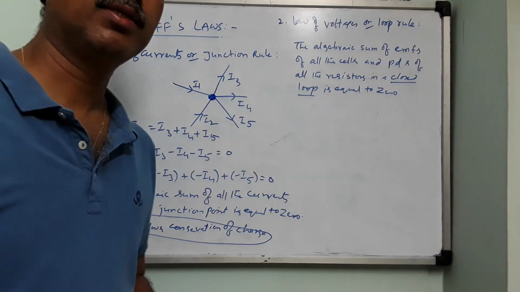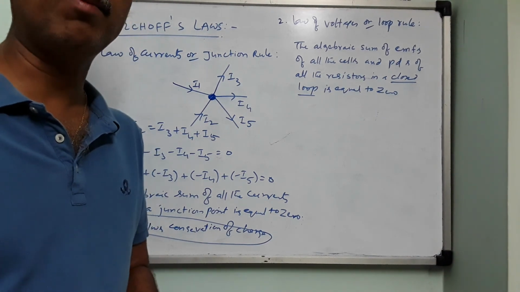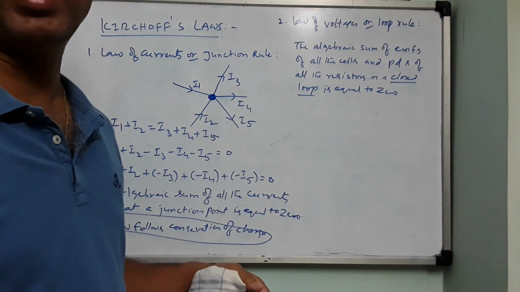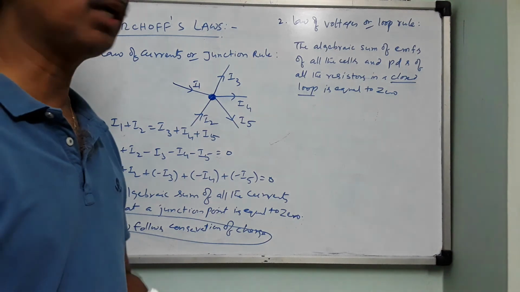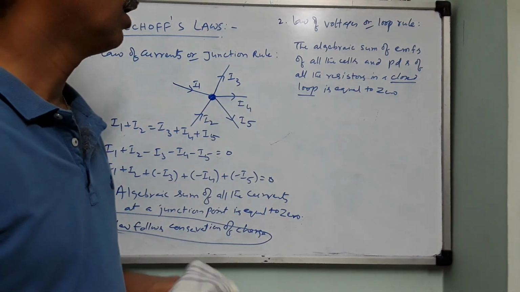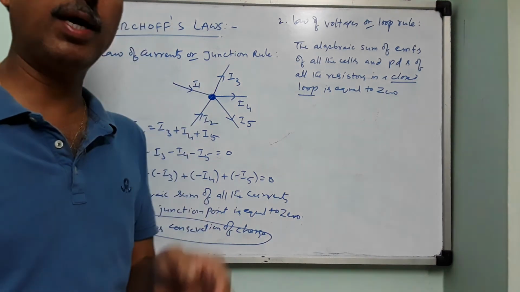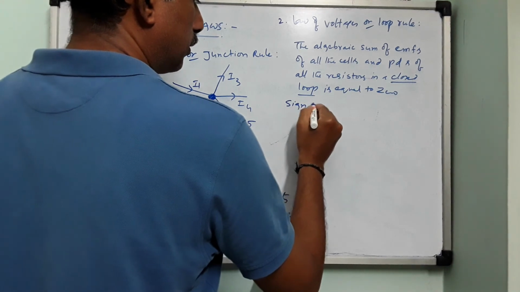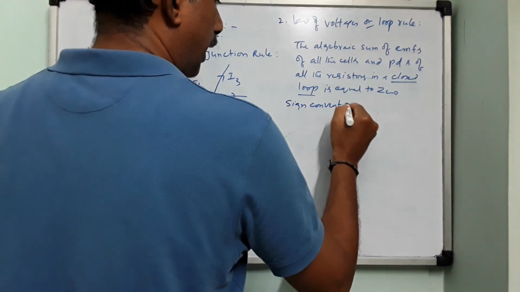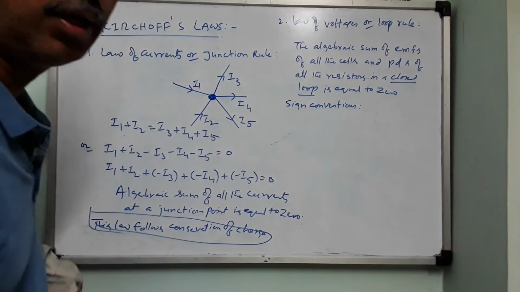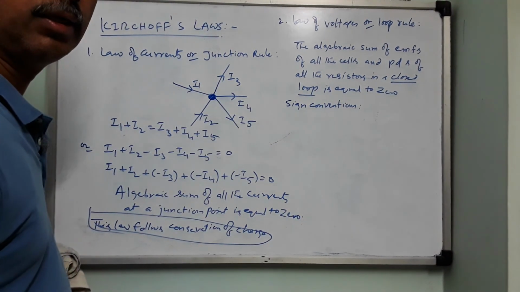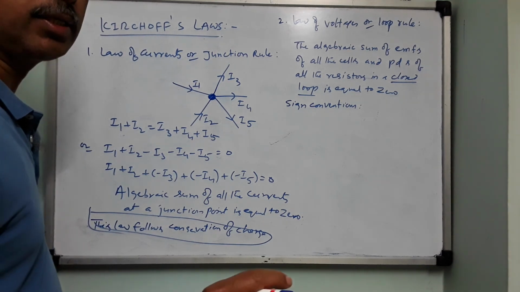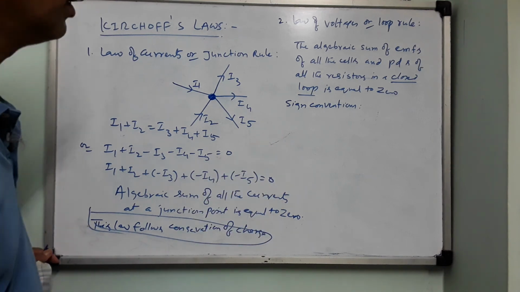So if there are two cells, in what way are they sending their EMFs? Are they sending in the same direction or in the opposite direction? Accordingly, either it will be added or it will be subtracted. Similarly, the potential differences. So to apply this law of voltages or loop rule, you require some sign convention. But sign conventions, you should remember this. As you adopt sign conventions in ray optics while solving the numericals, 1 by f equals 1 by v plus 1 by u, lenses and mirrors, the same way we are considering the sign convention.